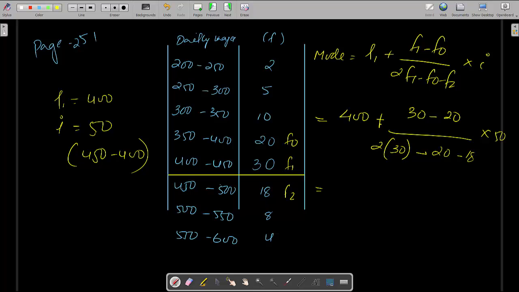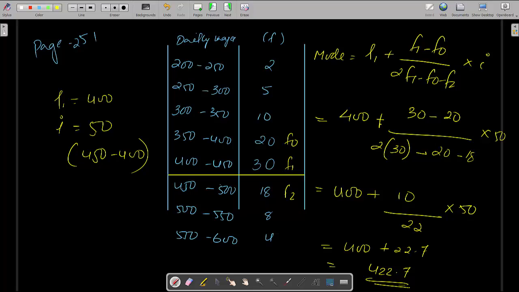Now, if we calculate this one, you will get 400 plus 10 by 22, into 50. And if you divide this one and multiply by 50, you should get 22.7. And the answer is 422.7. So this is your mode. So the modal wage earned by workers of a firm is 422 rupees and 70 paise.